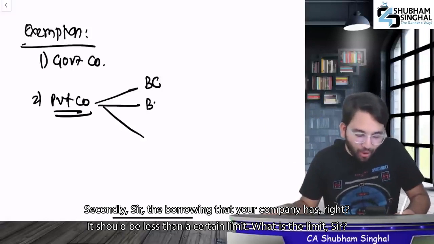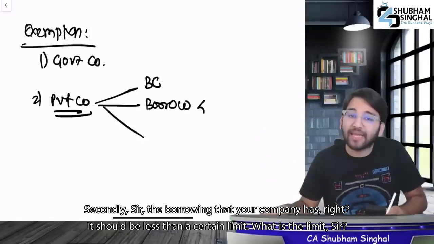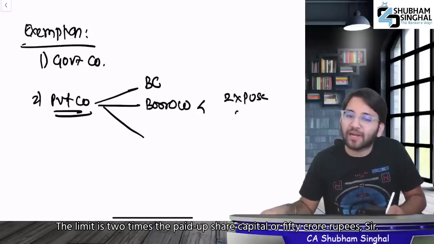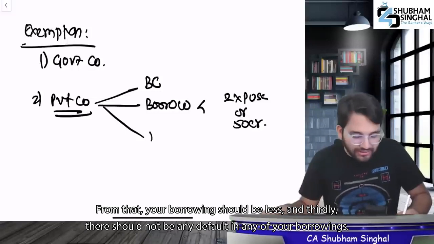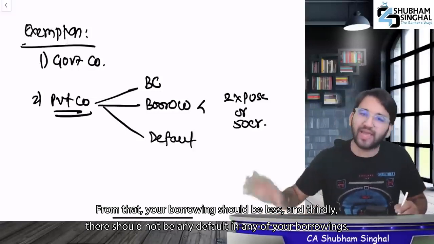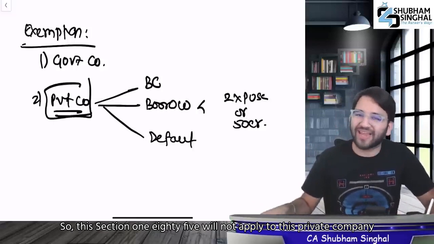Secondly, the borrowing of your company should be less than a certain limit. The limit is 2 times paid up share capital or 50 crore rupees. Your borrowing should be less. And third, there should not be any default in your borrowings. Then Section 185 will not apply to the private company.